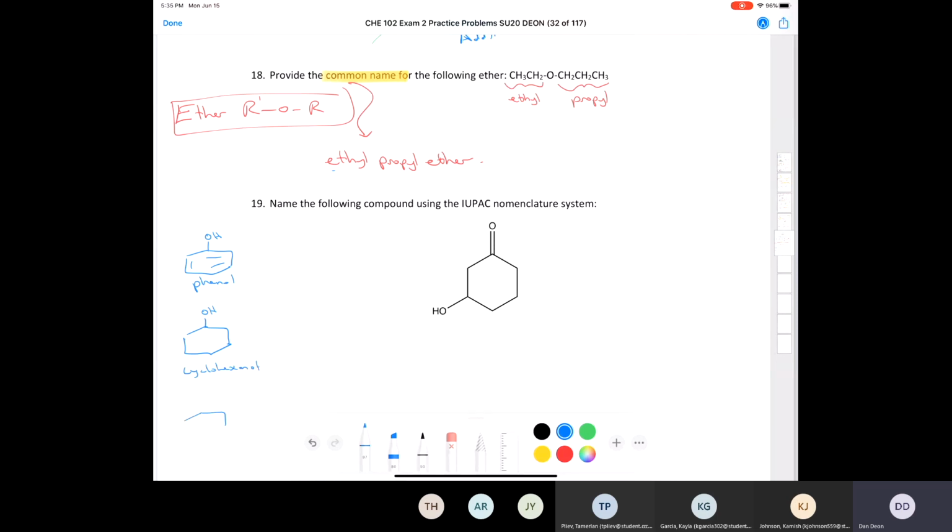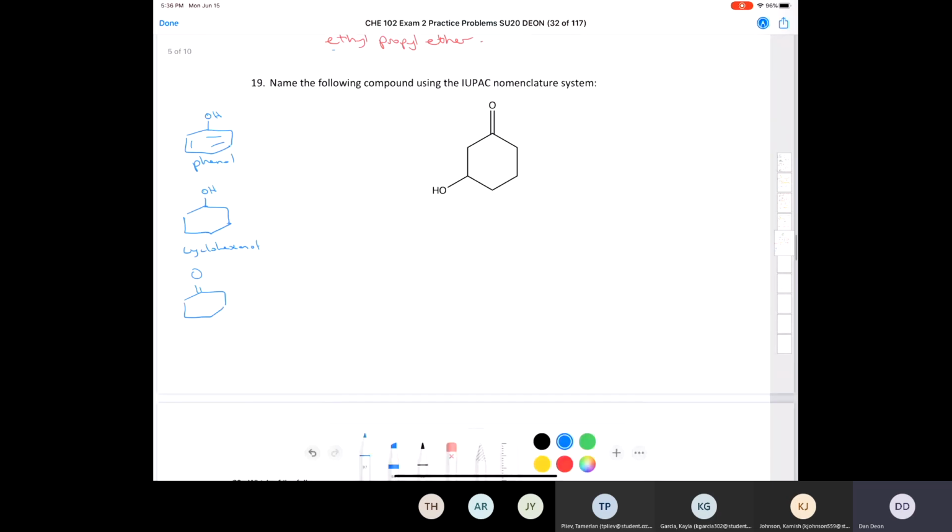Okay, and if I have this molecule, maybe I should move this up a little bit. That's cyclohexanone. If you have an alcohol and a ketone in the same molecule, the ketone will be the king of the castle. So we're going to name this molecule as a cyclohexanone. And whenever I have an OH group, a hydroxyl, I call the substituent a hydroxy. So I would call this carbon 1, 2, 3. And so this would be 3-hydroxy cyclohexanone.